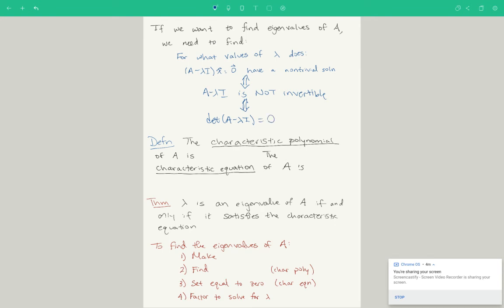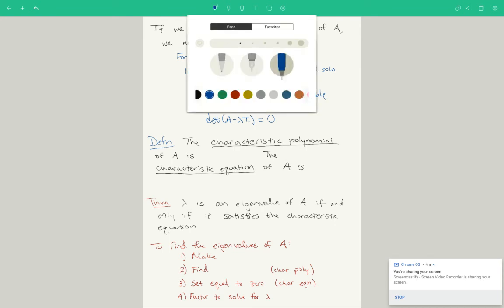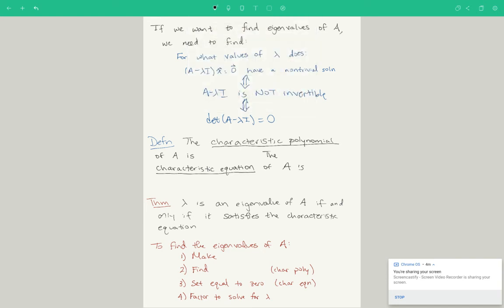What does this mean? This means that if we want to find our eigenvalues, we need to find for what values of lambda the determinant of A minus lambda I equals 0. This is how we're going to find our eigenvalues. This is, in fact, such a useful way of finding eigenvalues that it has a special name. It's called the characteristic polynomial. The characteristic polynomial of A is this determinant of A minus lambda I.